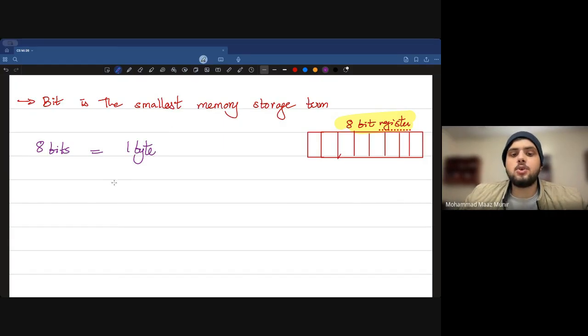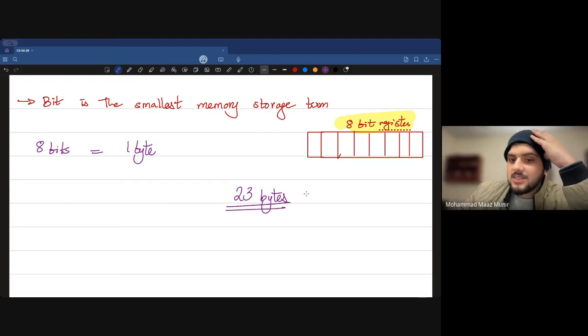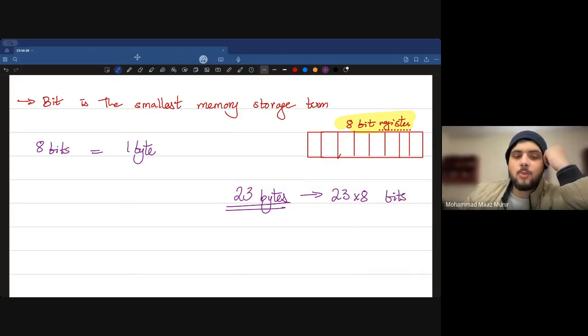Now in your computers, you might have seen that if there is a small file, it might be written as 23 bytes. Now, what does this 23 bytes mean? This basically means that it has 23 into 8 bits. So the important formula here to note, let me even put a star up here, is that 8 bits is basically equal to 1 byte.